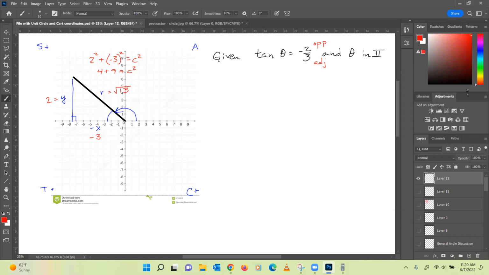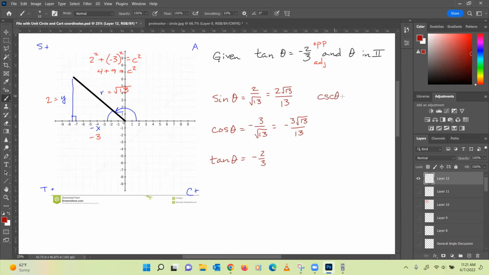We need the 6 trig functions. Let's go ahead and get those. Sine of theta, opposite over hypotenuse, 2 over root 13, which would be 2 root 13 over 13 if we rationalized it. Cosine of theta is adjacent over hypotenuse, negative 3 over root 13, which becomes negative 3 root 13 over 13 if we rationalize it. Tangent of theta is given, negative 2/3.